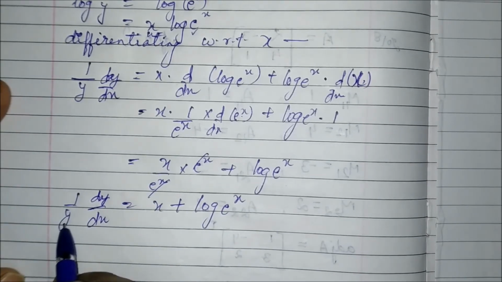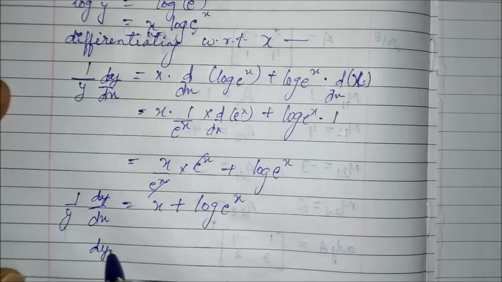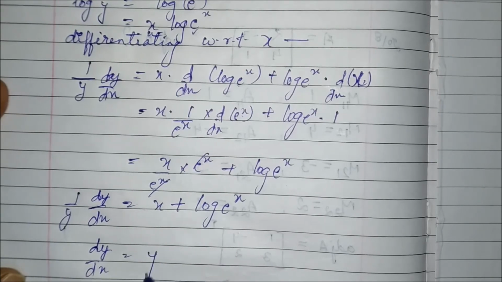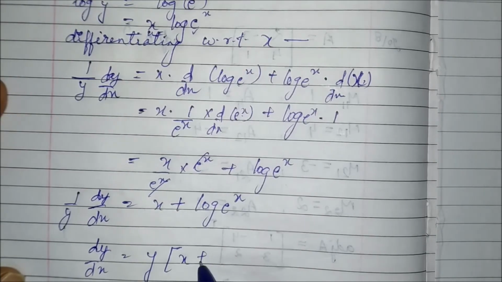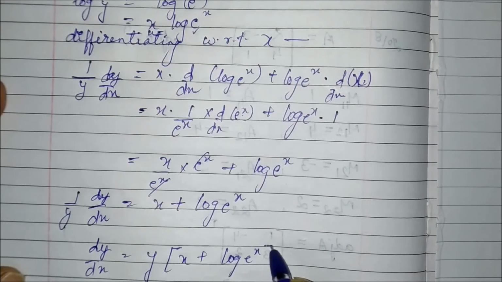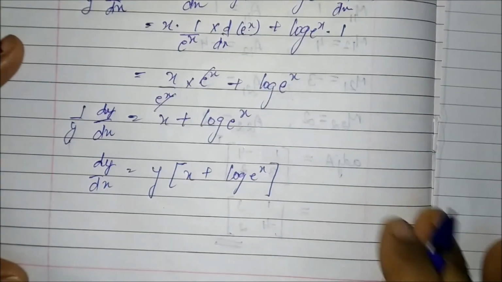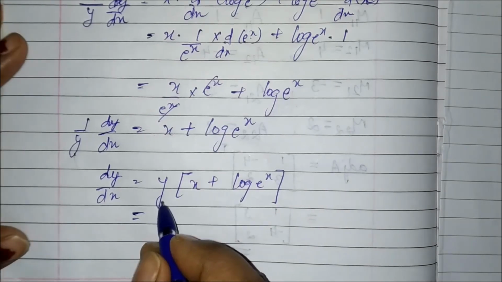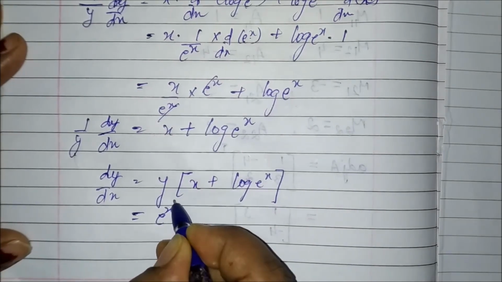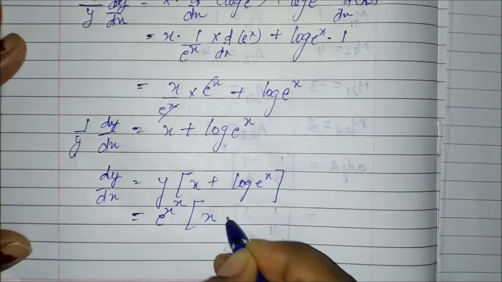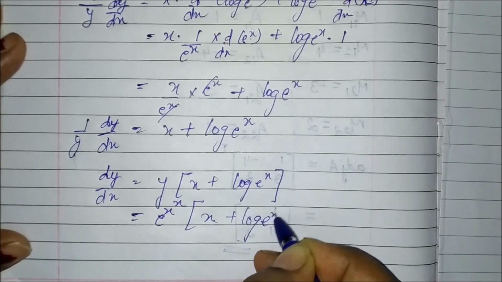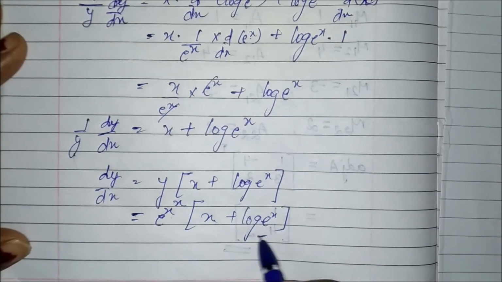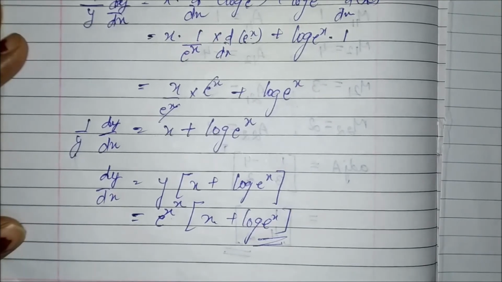Now we'll transfer this y to the right side. It becomes y times x plus log e raised to x. So replace this y with the original function e raised to x raised to x, times x plus log e raised to x. So this is the final answer. Clear?